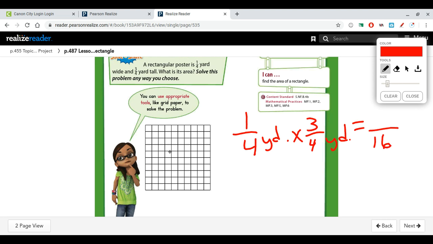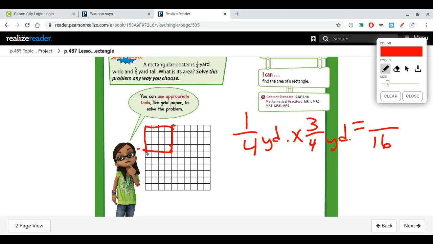So I'm going to go ahead and mark off 16 squares. So I'm going to do 1, 2, 3, 4. So my line's going to go to here, and then I'm going to go down 1, 2, 3, 4. So that right there should be, if I count 1, 2, 3, 4, 5, 6, 7, 8, 9, 10, 11, 12, 13, 14, 15. So I need to go down one more. So here is my grid that I'm going to use to help me find it.